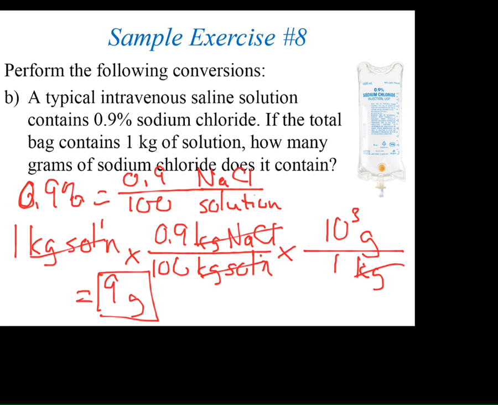Okay, how about sig figs real quick? And I'll show you the other way. So 1 kilogram, well, that's just 1 sig fig. 0.9 is 1 sig fig. 100 is exact. 10 to the third is exact. So 1 is the fewest. So it's going to be 9. Okay, so that's one way to do it.